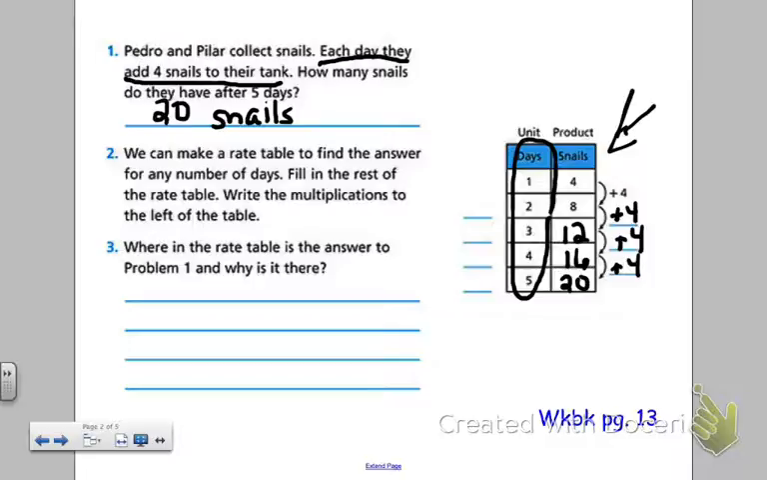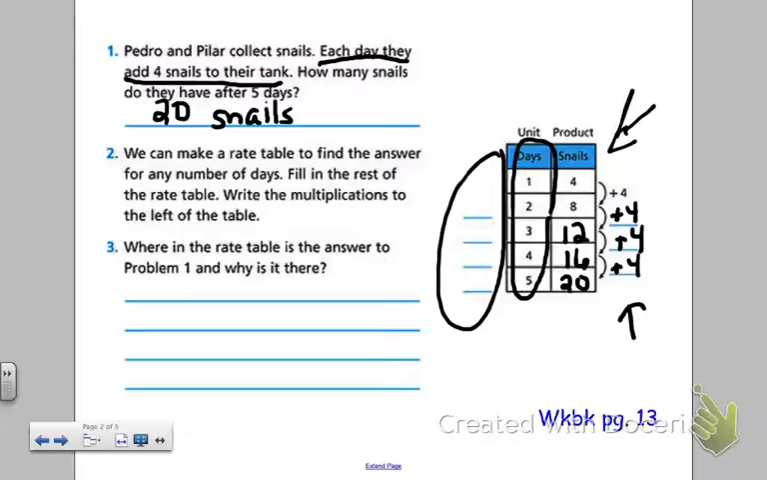Now, you're probably wondering what this section is for. We haven't seen this before, where we have lines to the left side. If you notice, on the right side, we wrote what we added every time, the 4 snails that were added to the tank every single day. Well, on the left side, we're going to show the multiplication that you can use to also determine your answer.